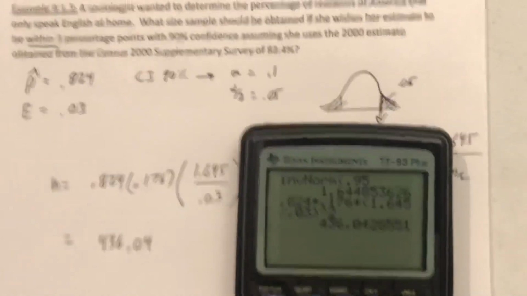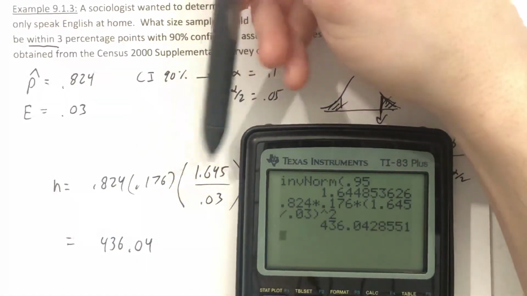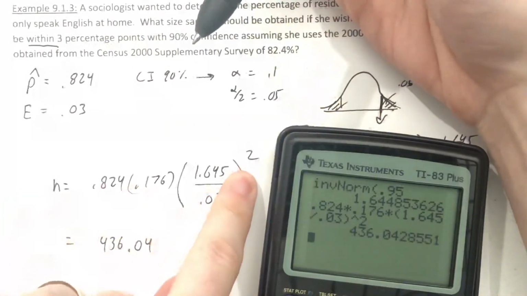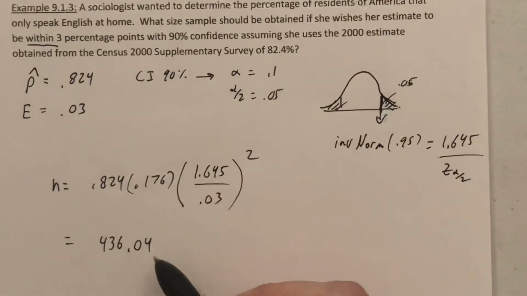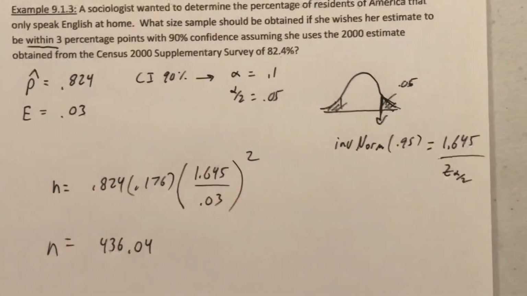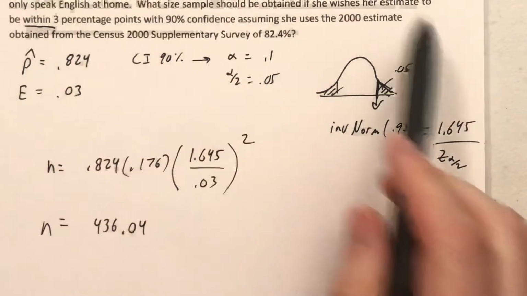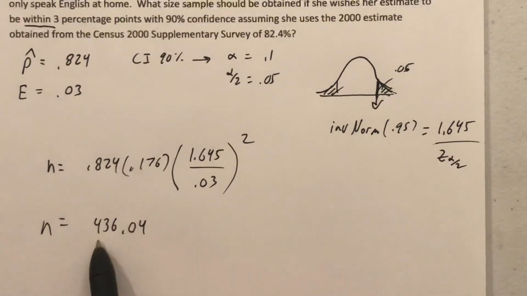So you've got just the decimals multiplied. Now you do need parentheses here because you need to multiply those two numbers and square them, right? So you need to tell your calculator how to do that appropriately. Now, this gives us a number that's supposed to represent n, and n is supposed to be a sample size. This is saying to obtain this information the way we want with the accuracy and the margin of error, we would need to sample 436.04 people.